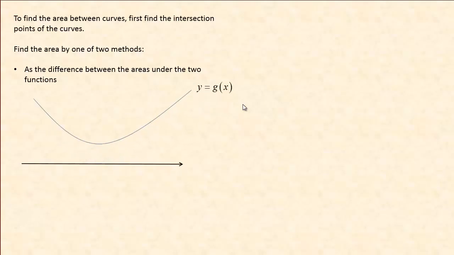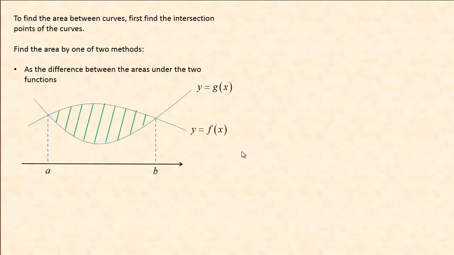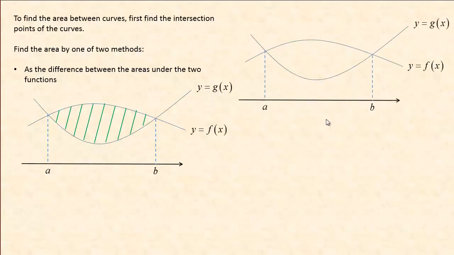So if we have g of x and we have f of x, what we're trying to find here, and we find the points of intersection first, we're trying to find this area. Now let's consider this again.